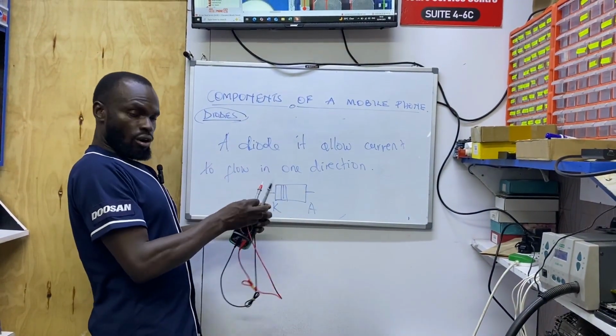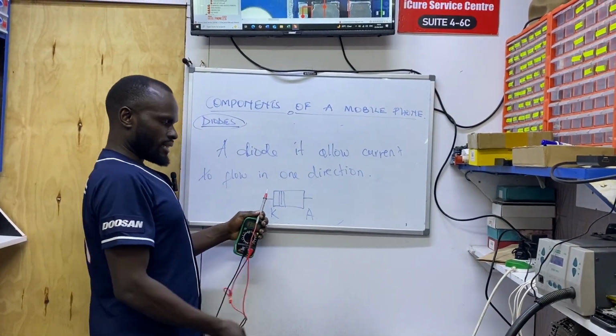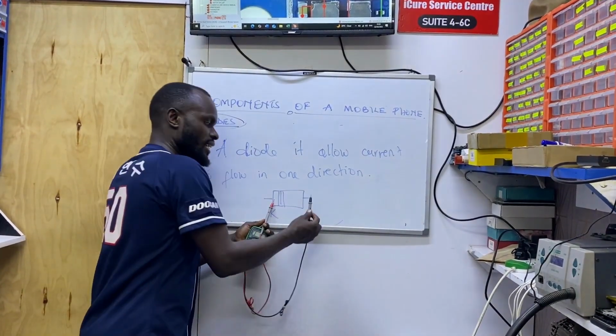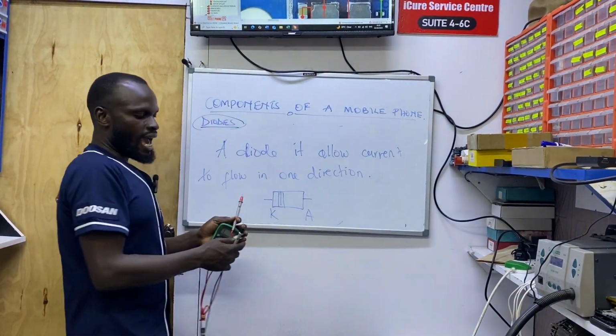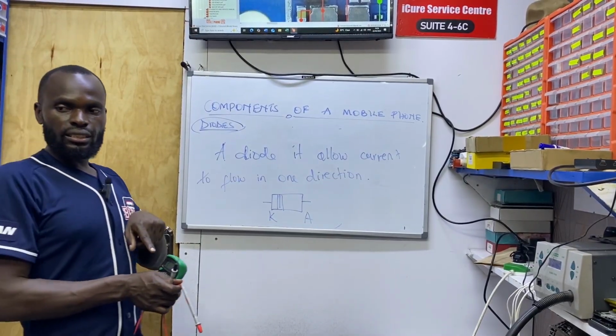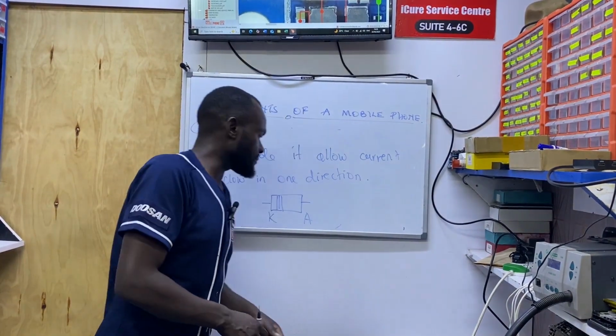If you reverse the probes, now here comes the difference. If you reverse the probes and the positive probe is on the negative side of the diode and the negative probe is on the positive side of the diode, and it gives you a value, that diode is faulty or it is broken. Let us just say it is faulty.